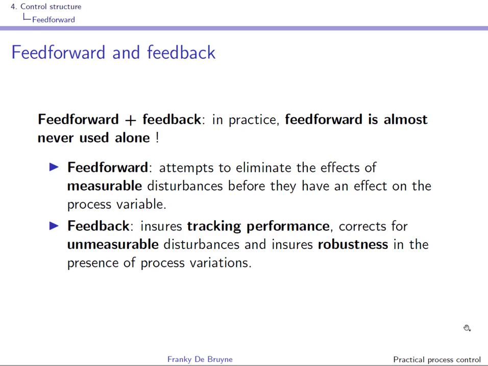And this is the reason why feedforward and feedback are combined. In practice, you will never or almost never see feedforward used alone. The feedforward is used to eliminate the effect of the measurable disturbances before they have an effect on the process value PV, and the feedback will ensure tracking performance, static error that is 0 in steady state. It will correct for those disturbances that are not measurable, right? And it will ensure robustness in the presence of process variations.